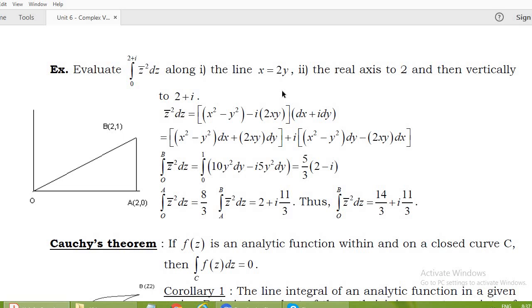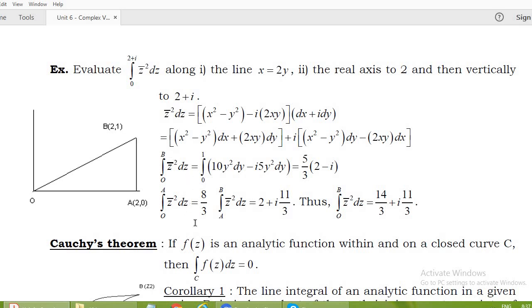The same problem can be converted in terms of x only. You can make the substitution y equal to x by 2, dy will be equal to dx by 2, but the limits of x will be from 0 to 2, and we are going to get the same answer. The second half of this problem: the same integrand is to be evaluated by another route from origin to this point and from this A to B.